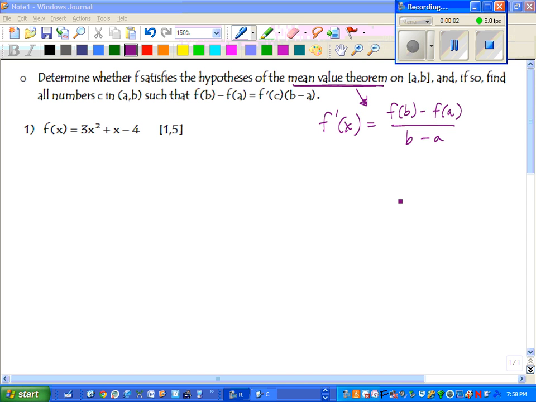Okay, for number one, we're trying to see if this function satisfies the hypothesis of the mean value theorem. So, in order for that to happen, it has to be continuous. Since this is a parabola, we know that it's going to be continuous. There's no holes, no jumps, no asymptotes.